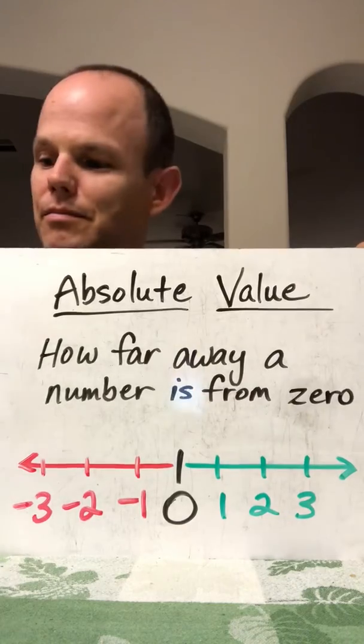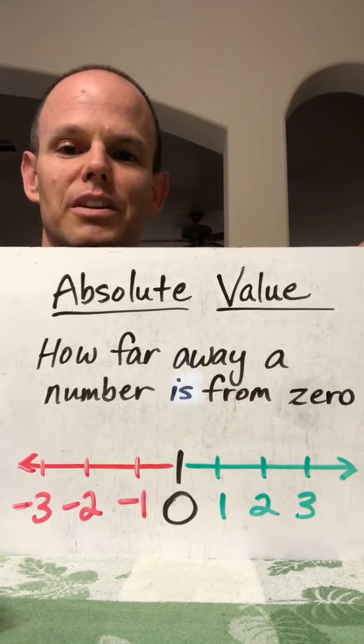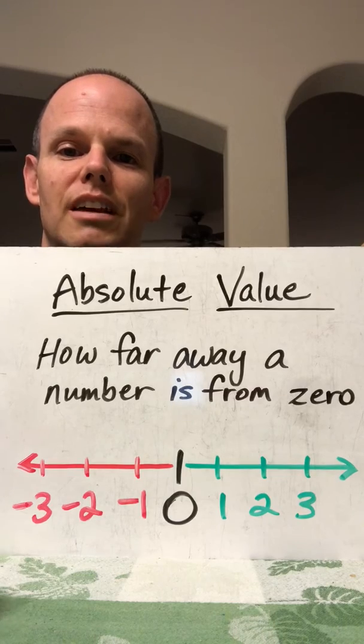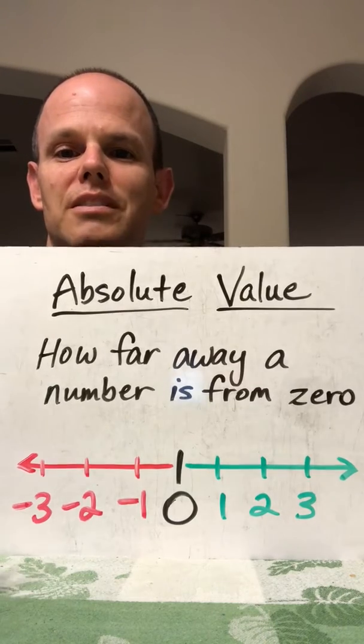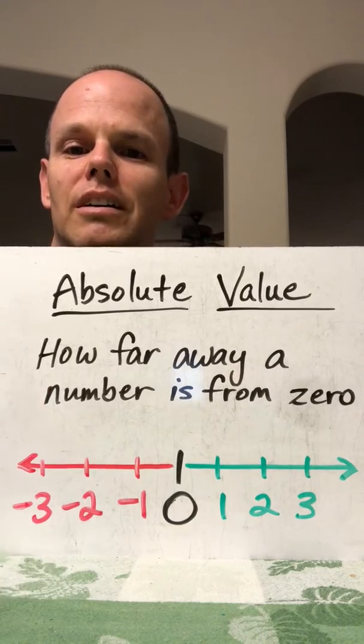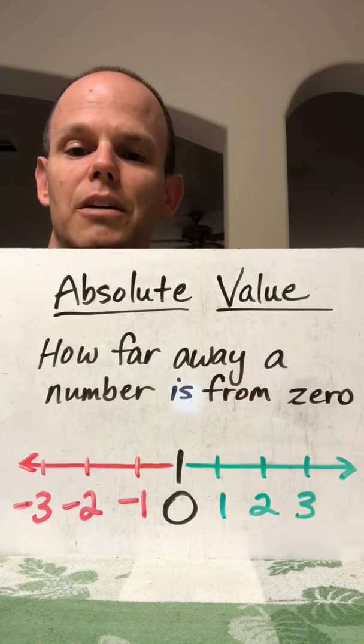Today's lesson is on absolute value, and I've drawn a number line for you. I've got different colors so you can see easily where the numbers go. And I want to start off with the definition of absolute value first and foremost. And it is how far a number is away from the number 0 on the number line.